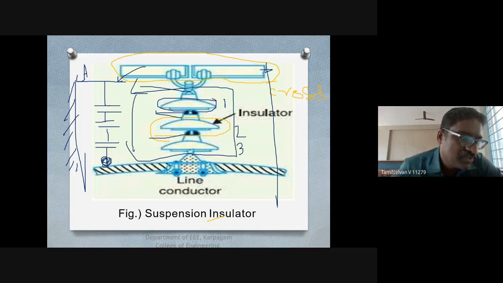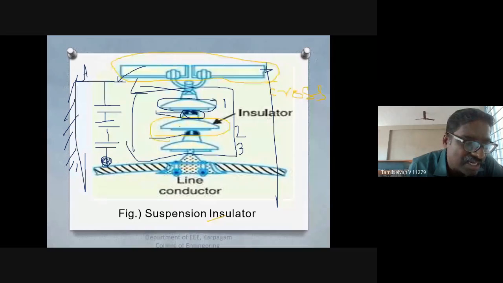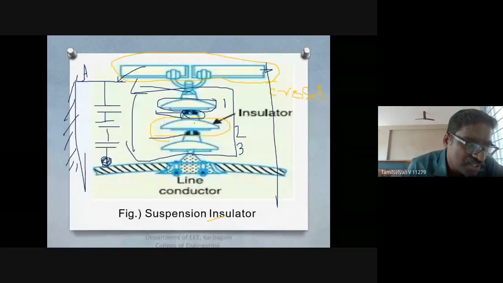So this is a tower, and this is the metallic links which connect your discs. Air is a dielectric medium. There are two metallic parts: one is the tower, and the other is the insulator, which is connected to the other insulator. So there exists a capacitance.